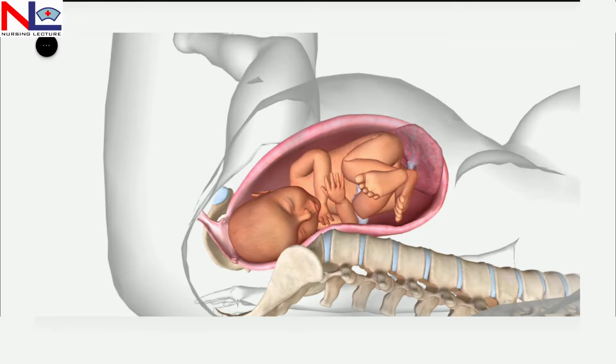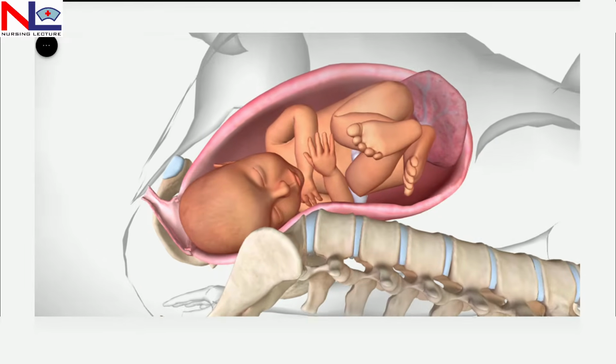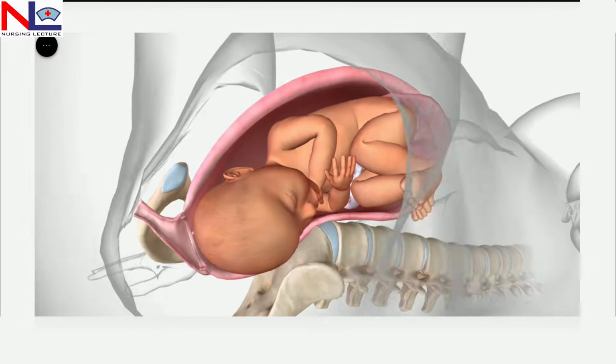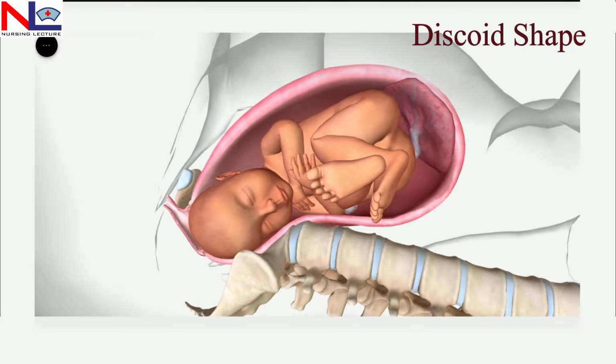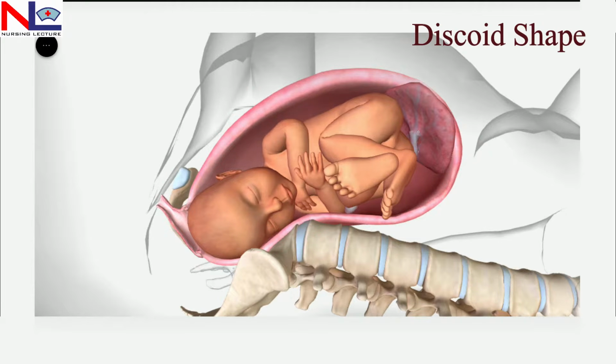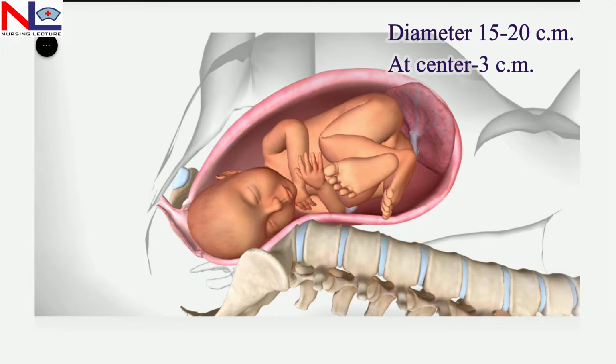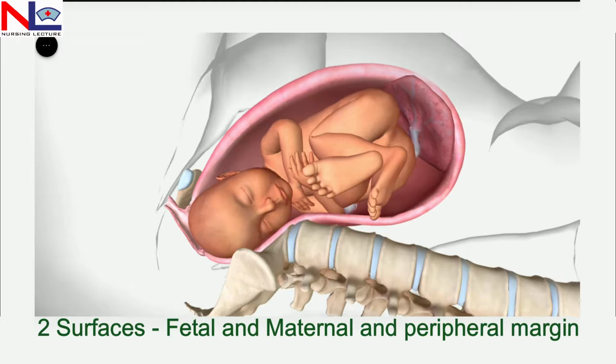So here in this 3D animation you can see the term fetus here, and in term it means around 38 to 40 weeks of gestation. This placenta looks circular, that is it is discoid in shape, and the diameter of this is about 15 to 20 centimeter, and it looks spongy because it contains the maternal blood inside the villus system. In center it is more thick in comparison to periphery. So in center it is about 3 centimeter thick, and it has got two surfaces.